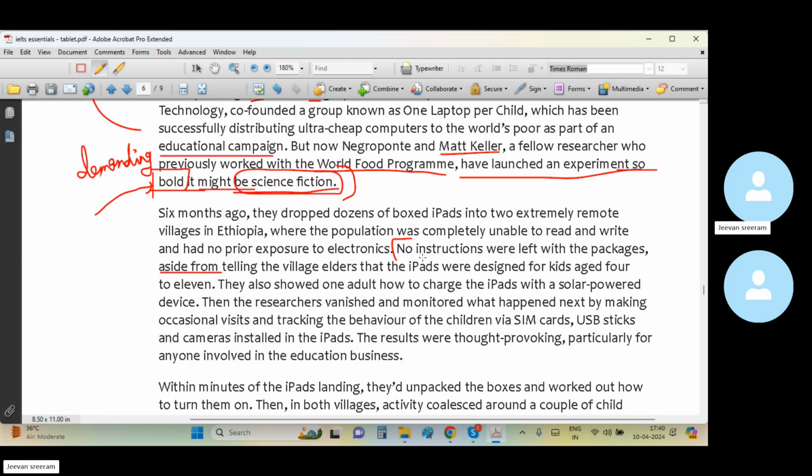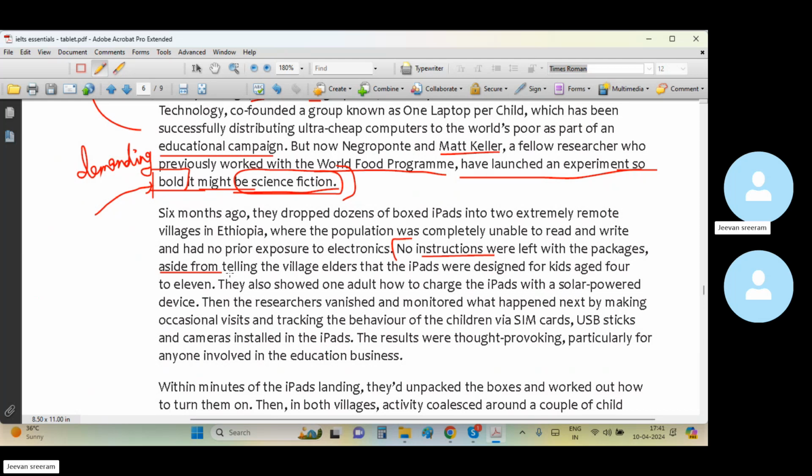Apart from this, in addition to it, what did they do? It doesn't mean the villagers were not told. No instructions were left with the packages. Okay, "aside from" means "apart from". Apart from telling the village elders that the iPads were designed for kids aged 4 to 11, except this, they didn't give any other instructions. The only thing given to the villagers is that these iPads are for kids.